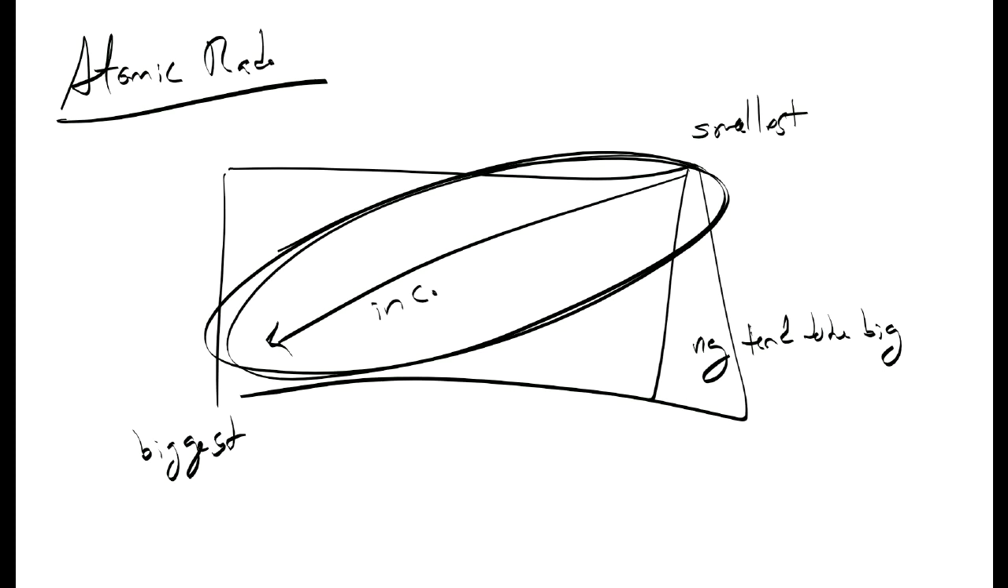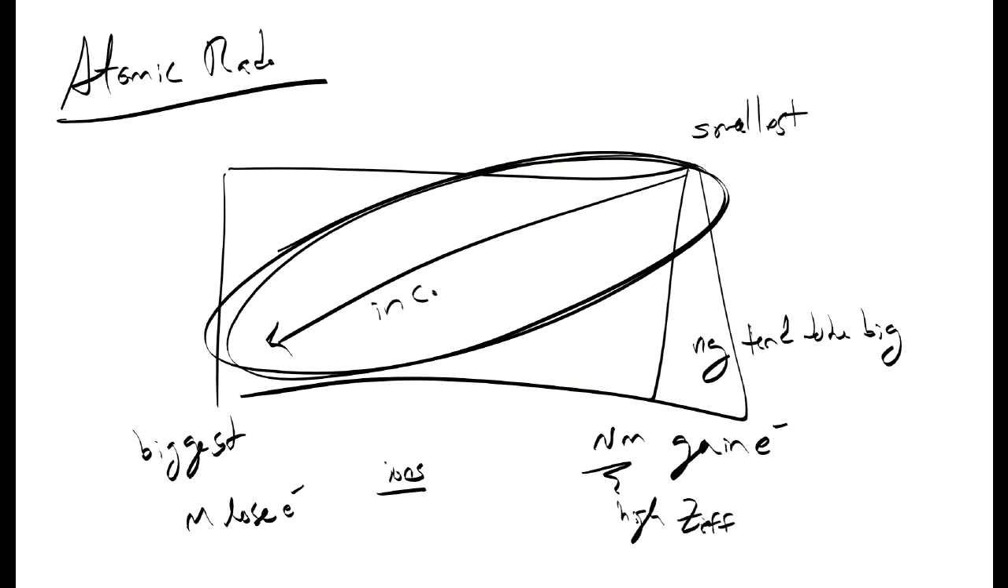By the way, this also explains ions. Non-metals gain electrons, and metals lose electrons, because non-metals have a high effective nuclear charge. Metals have low effective nuclear charge. Non-metals are small. It's easier for them to grab a hold of new electrons and pull them in. Metals tend to be big. It's easier for them to let go of electrons, for those electrons to escape and be pulled away by someone else.